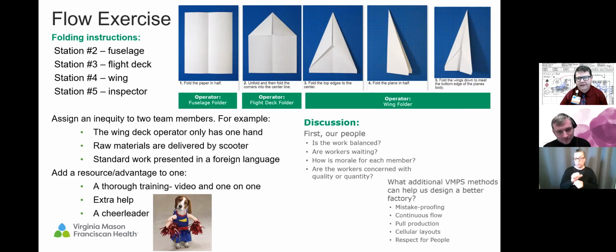The event team modified the instructions for the airplane exercise by adding elements of disadvantages and advantages. For example, one operator may be asked to use one hand only while folding, while another may be assigned an additional operator for support for a very simple task. We've also called out presenting standard work in a different language, adding mobility challenges, and using iPhones to help facilitate the work. The team then uses the VMPS tools and methods to not only address inefficiencies in the flow, but also inequities in the system of the paper airplane building.